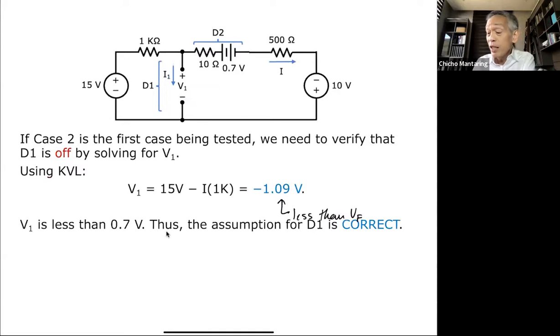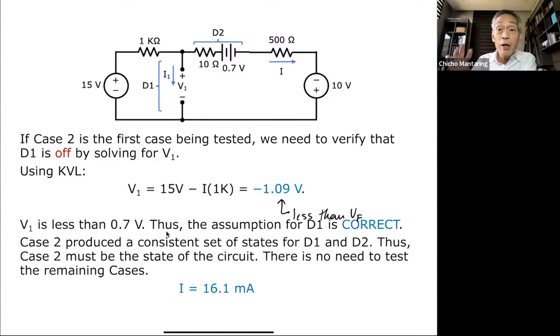No? So since V1 is less than 0.7, that's less than V sub F, then the assumption for D1 is correct. No? We produced a consistent set of states. The set of states, D1 and D2 here, this off and this on, they are consistent with each other. They don't contradict each other. And therefore, this must be the state of the circuit. There's no need to test anymore case 1 and case 3. Alam na natin yung case 2 ang tamang state ng circuit.